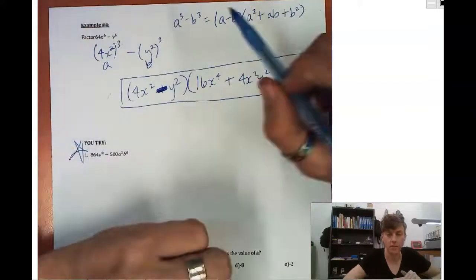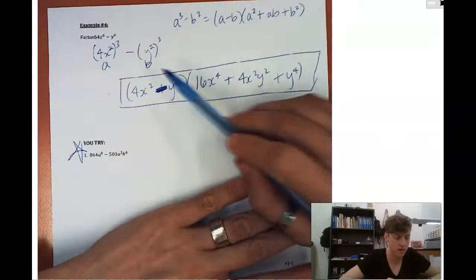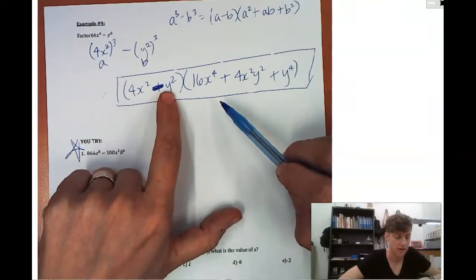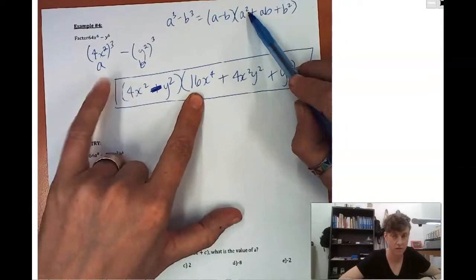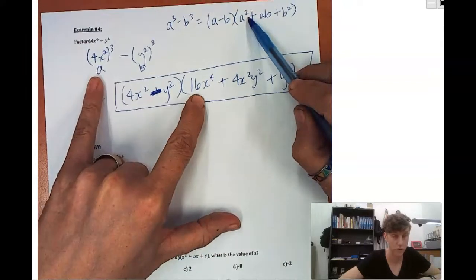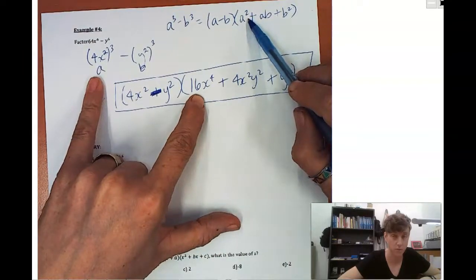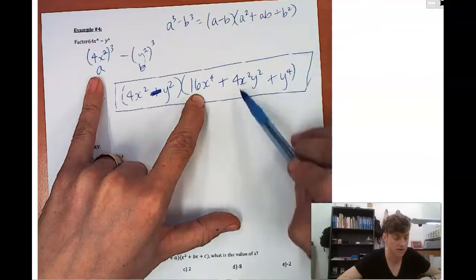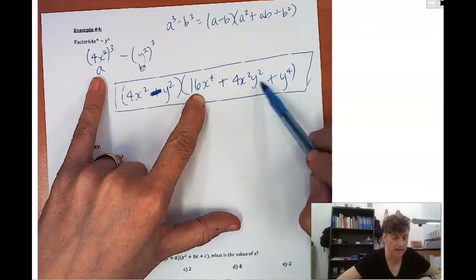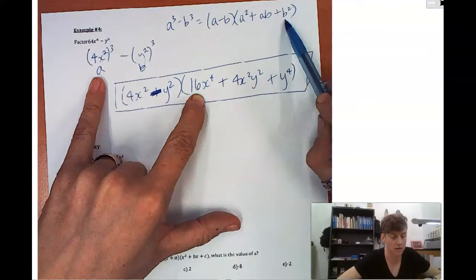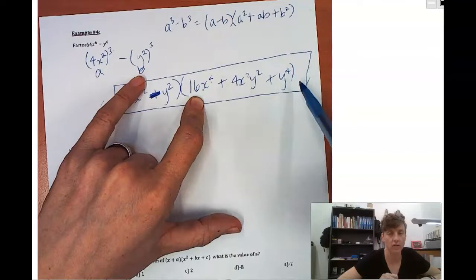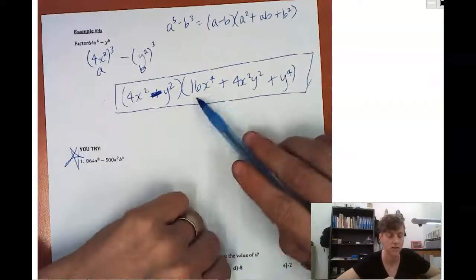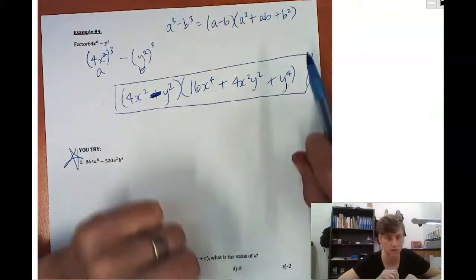Sorry, my video cut out there at the end. So, we had 4x squared minus y squared. Our a squared, our 4x squared squared is 16x to the 4th. A times b is going to be 4x squared times y squared. And b squared is going to be y squared squared, which will be y to the 4th. That's how we get that final answer. Again, that trinomial is never factorable, so you're all done.